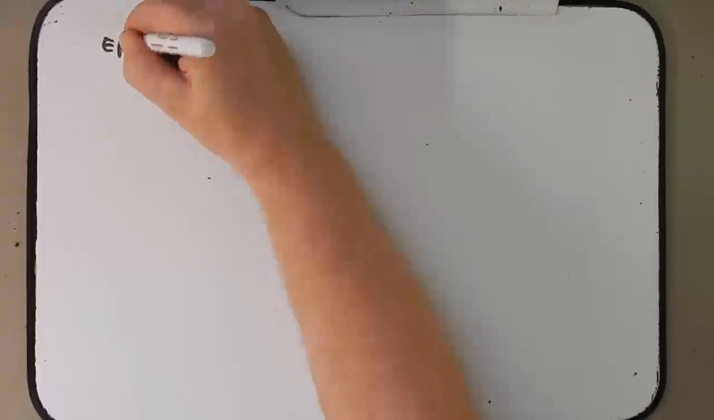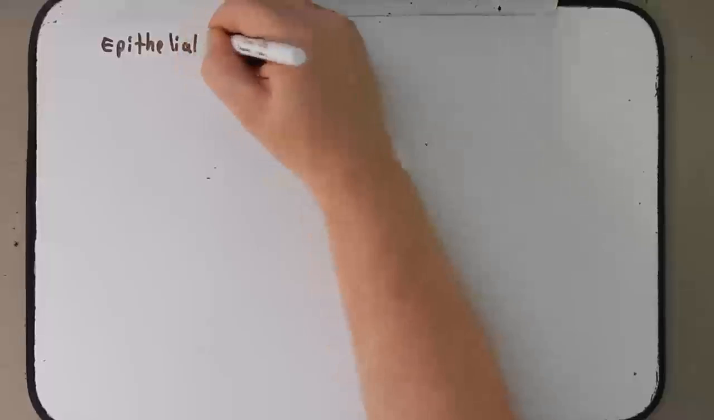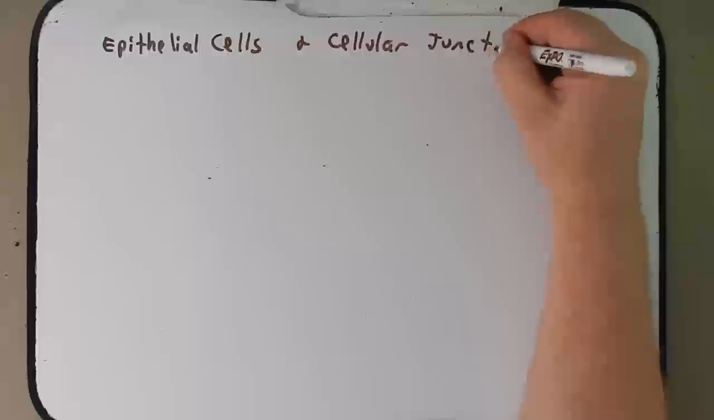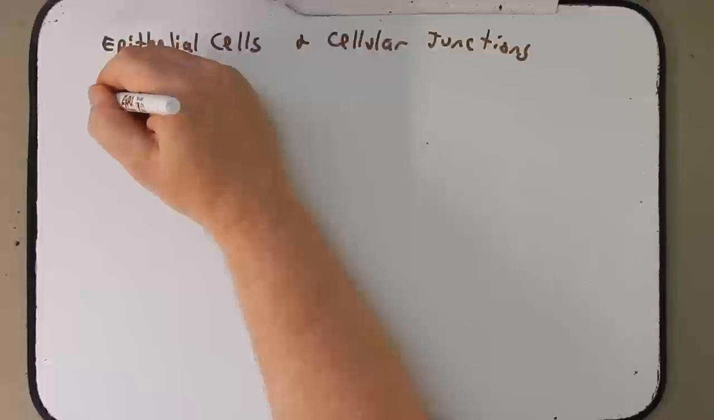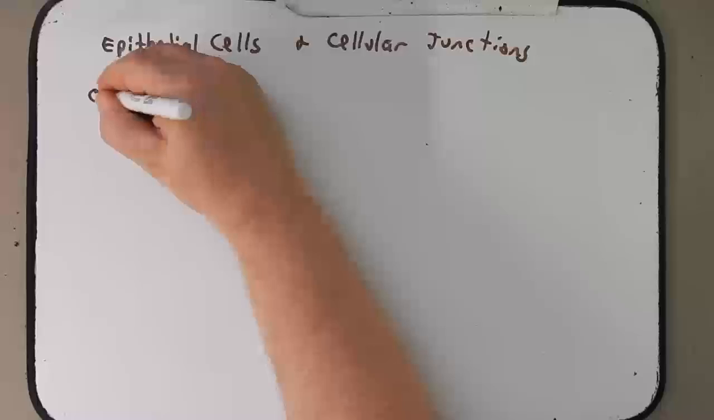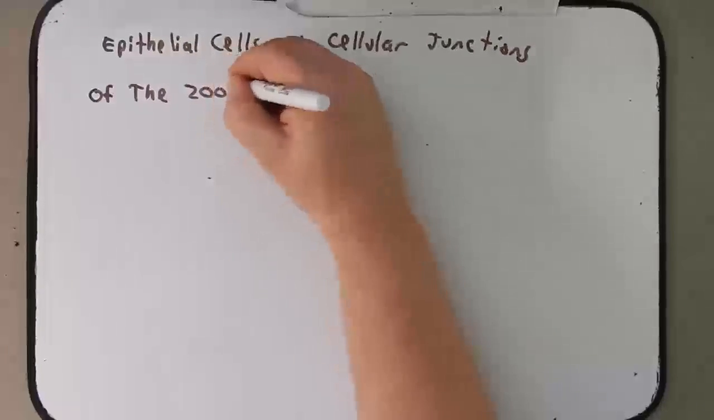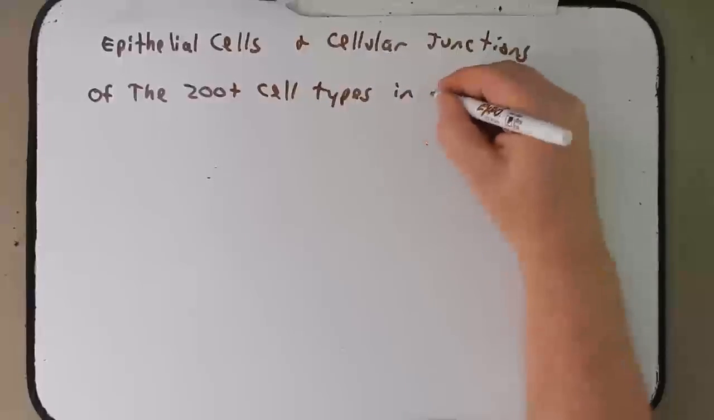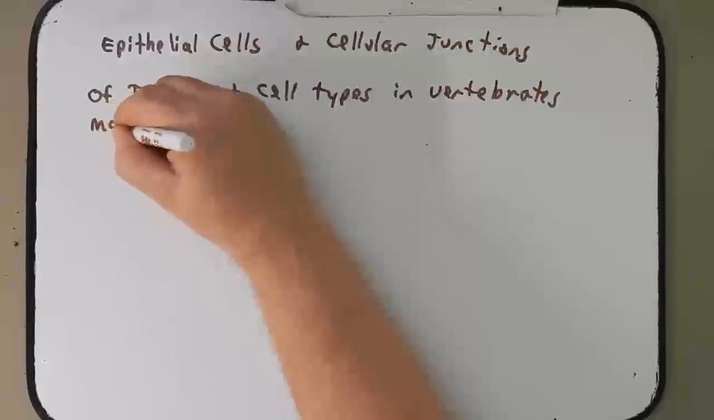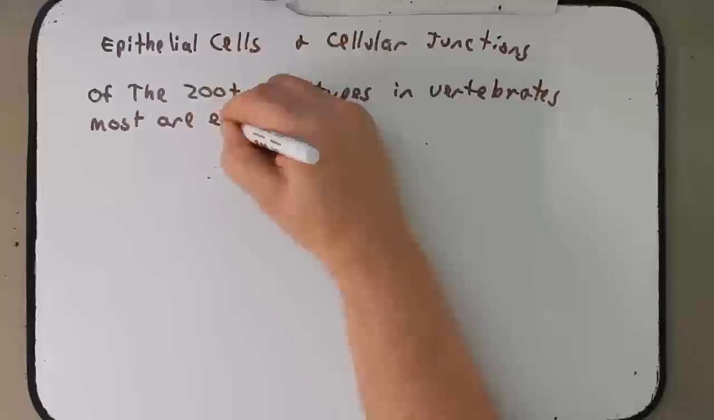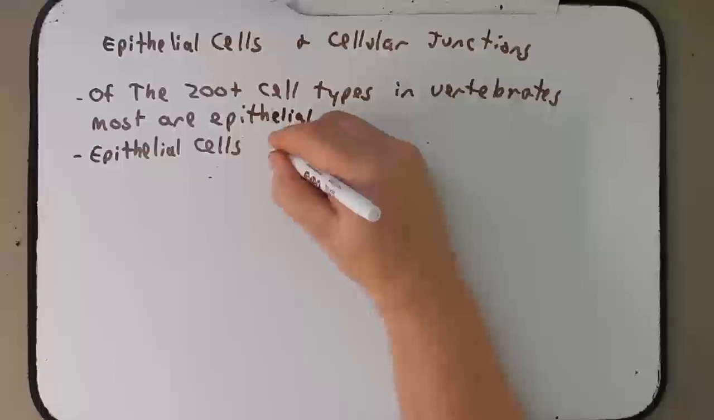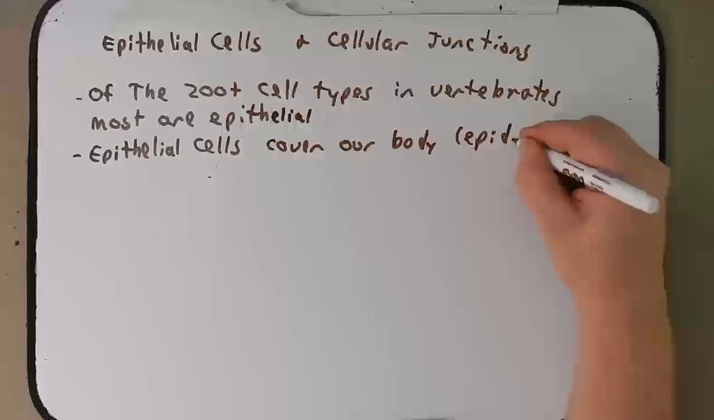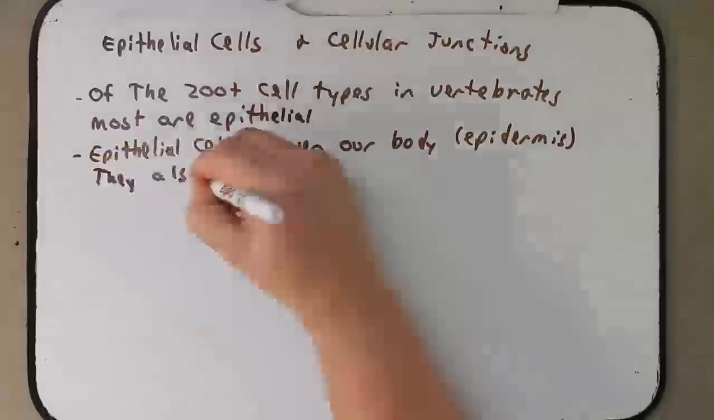I'd like to move on to epithelial cells and cellular junctions. Epithelial cells are a very prominent cell in our body. Of the 200 plus cell types in vertebrates, most are epithelial. Epithelial cells cover our body as they are the epidermis of our skin, the outer covering of our skin.